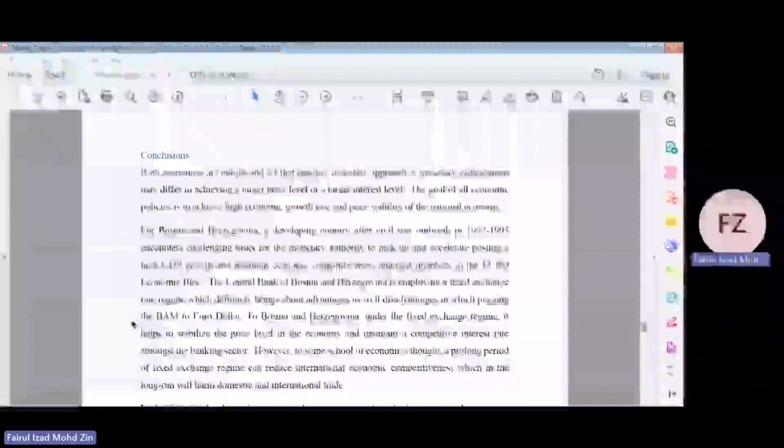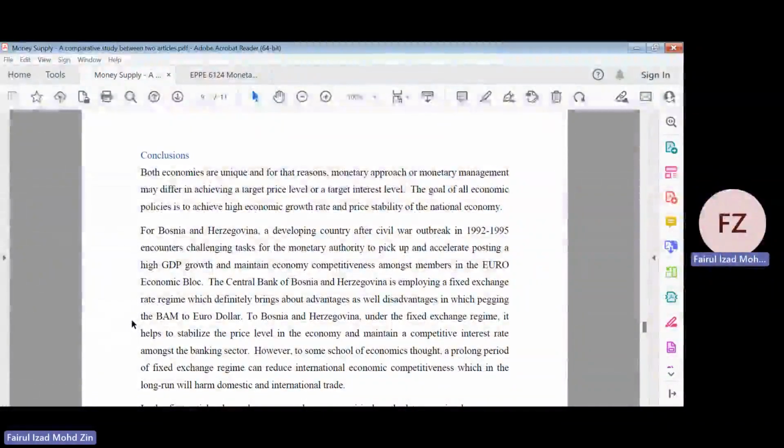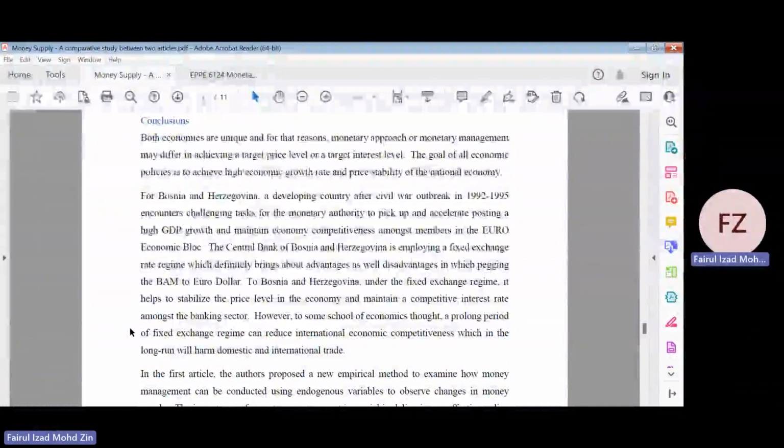For Bosnia and Herzegovina, the fixed exchange regime helps to stabilize the price level in the economy and maintain competitive interest rates amongst the banking sector. However, to some schools of economic thought, a prolonged period of fixed exchange rate can reduce international economic competitiveness, which in the long run will harm domestic and international trade.